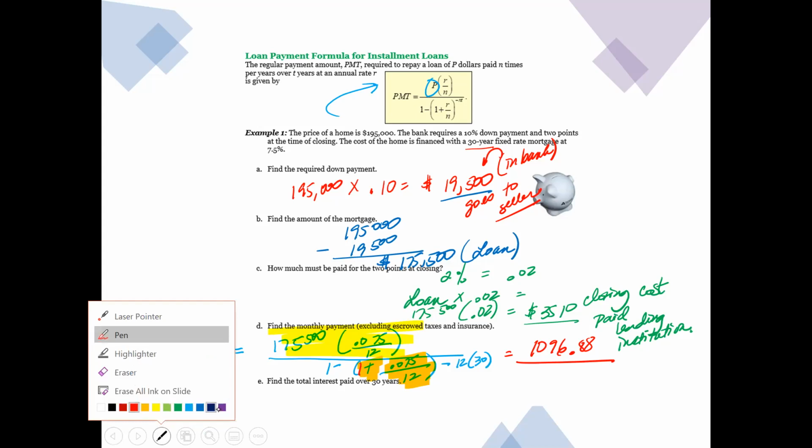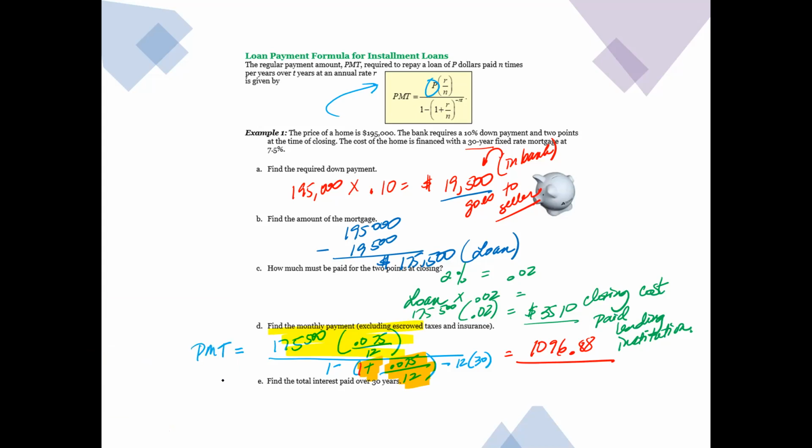Then once you have that, take this entire part right here, caret to the negative 360, enter, and then do 1 minus this entire thing. And that's going to give you 0.89386. And if you go ahead and divide a little bit further, it's going to give you 1227. So this is how much you will have to pay each month, $1,227.